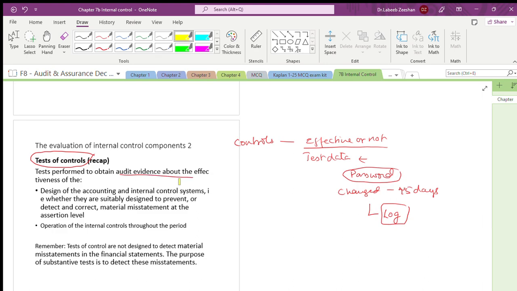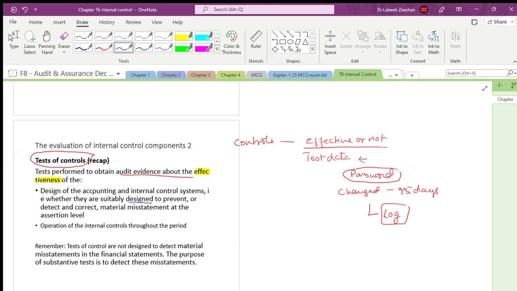We are talking in terms of effectiveness. Test of control is to know the effectiveness of the controls, whether the design of accounting and internal controls are suitably designed. Is it right?